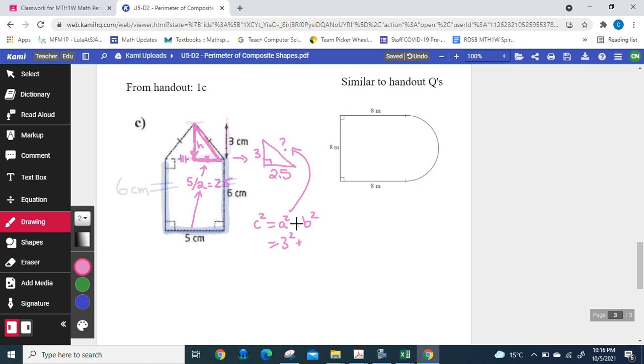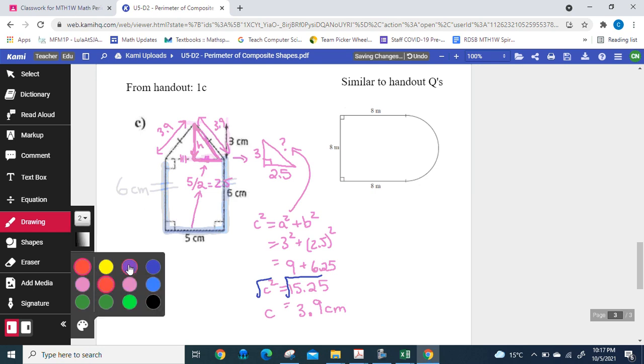So we're going to have 3 squared plus 2.5 squared. 3 squared is 9. 2.5 squared is 6.25. Add them up gives me 15.25. Let's square root, because that's what c squared is. We need to square root both sides to finish it up. So what is the square root of 15.25? 3.9 centimeters. So this length here is 3.9, and this length here is 3.9.